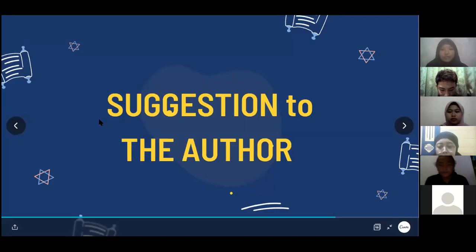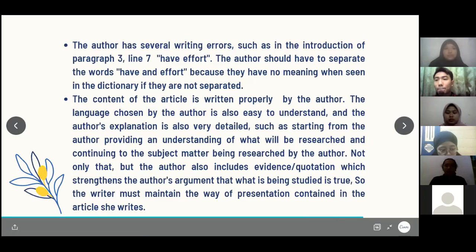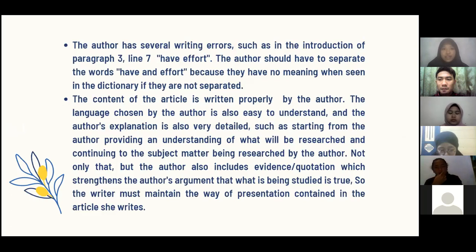Thank you. My name is Nuriya Habibah. I will continue with suggestions to the author. The first is the author has several writing errors, such as in the introduction in paragraph 3, line 7, "have effort." The author should separate the words "have an effort" because they have no meaning when seen in the dictionary if they are not separated.